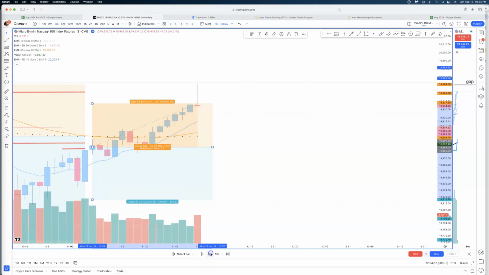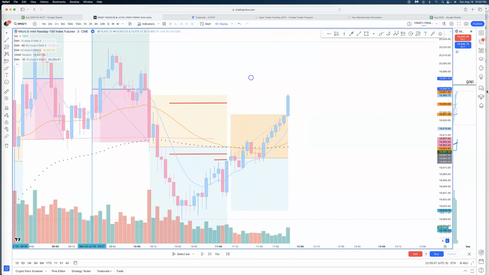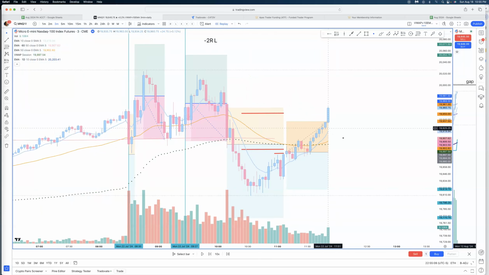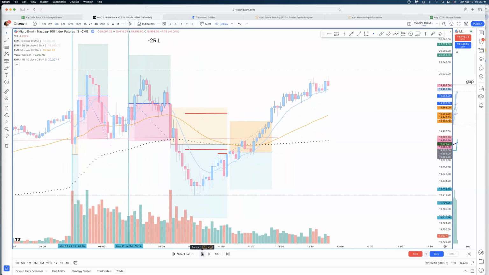Wow. This is like the first day. I don't know what was going on Monday, July 22nd in 2024, but this was like a flip-flop day for these strategies. Usually these strategies do not work this bad. That was not the best.